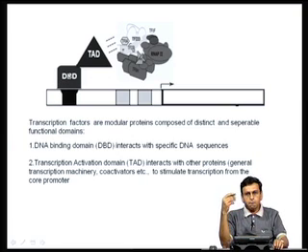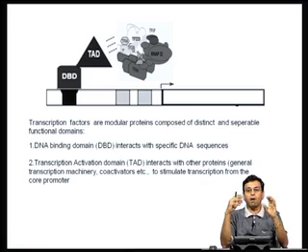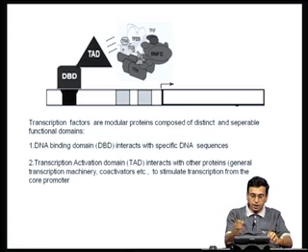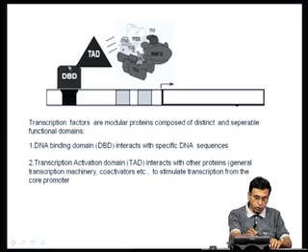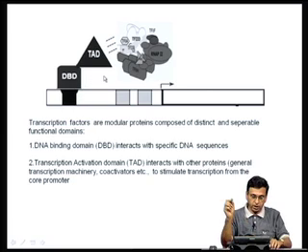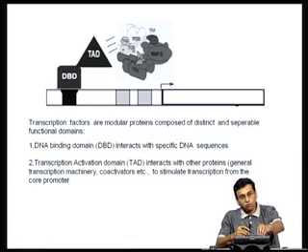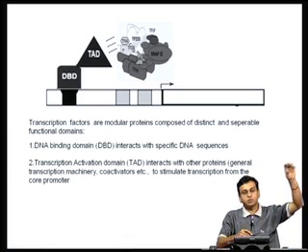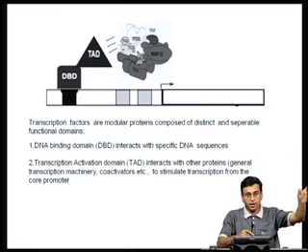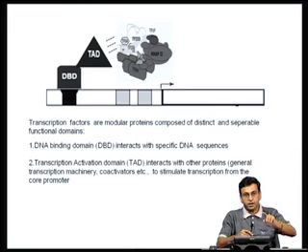Now, by studying a number of eukaryotic transcription factors, people have found that these two functions are modular in nature. That is, the transcription factors contain two modular domains, one is the DNA binding domain, another is the transcription activation domain. And these domains are separable. In fact, you can take the DNA binding domain of one transcription factor and replace it with the DNA binding domain of another transcription factor, and now make the transcription factor recognize the DNA sequence of the other one.